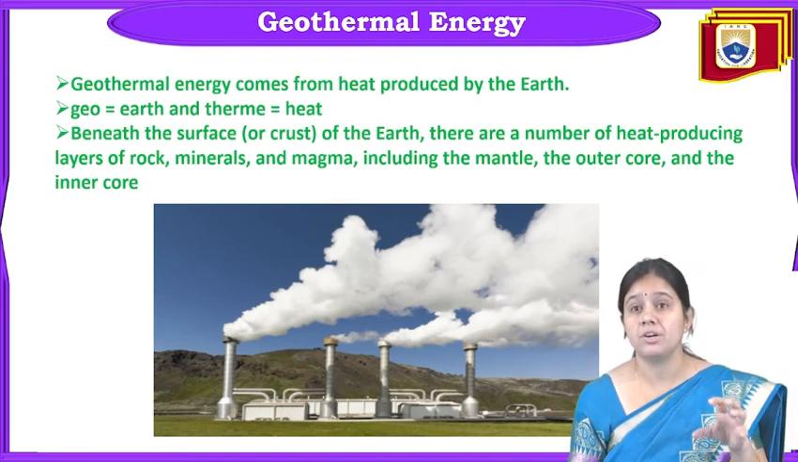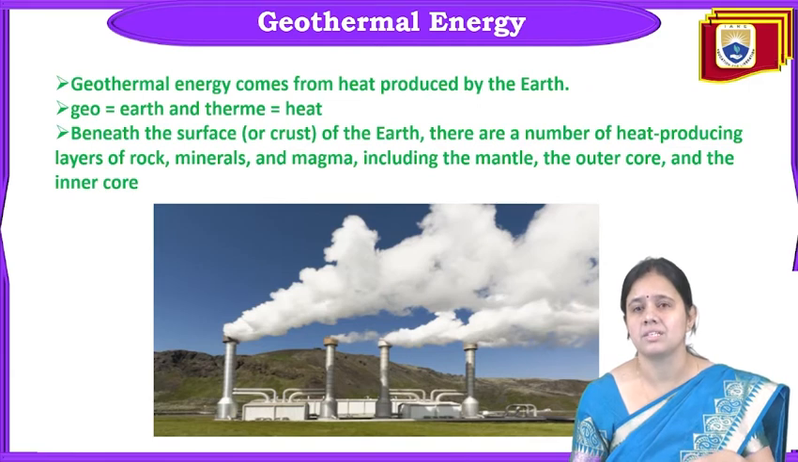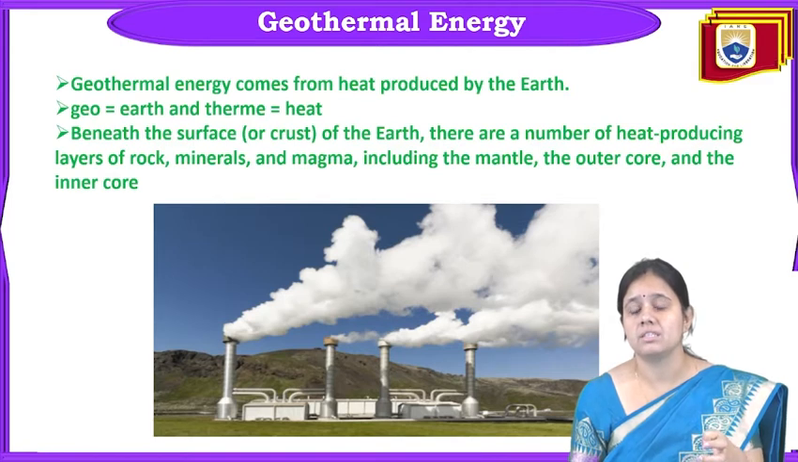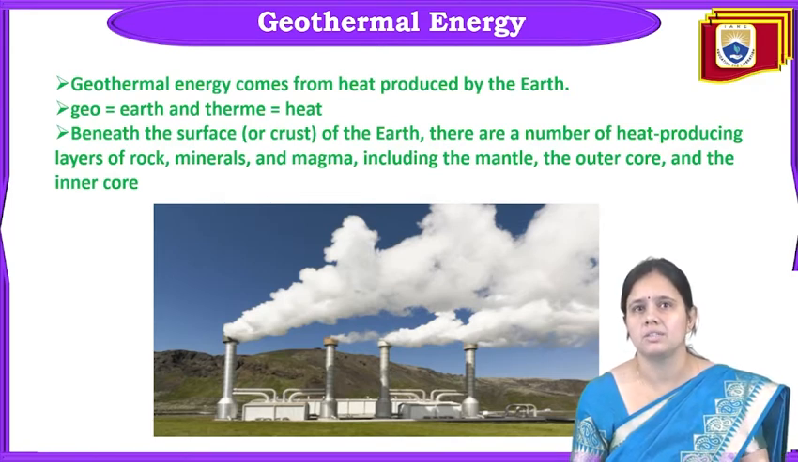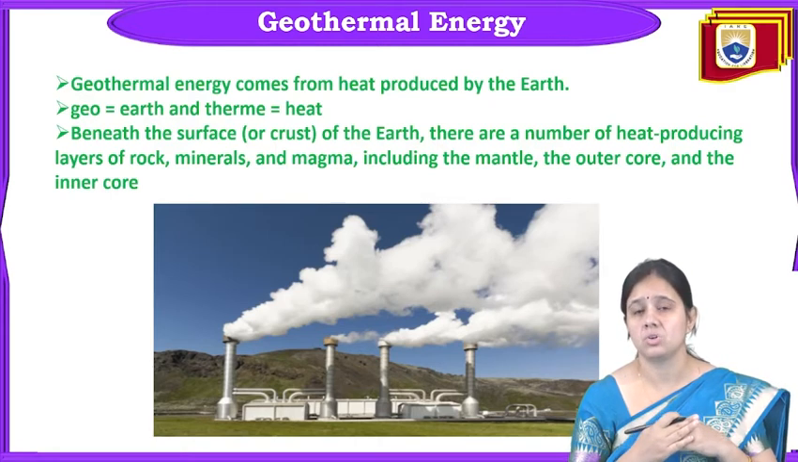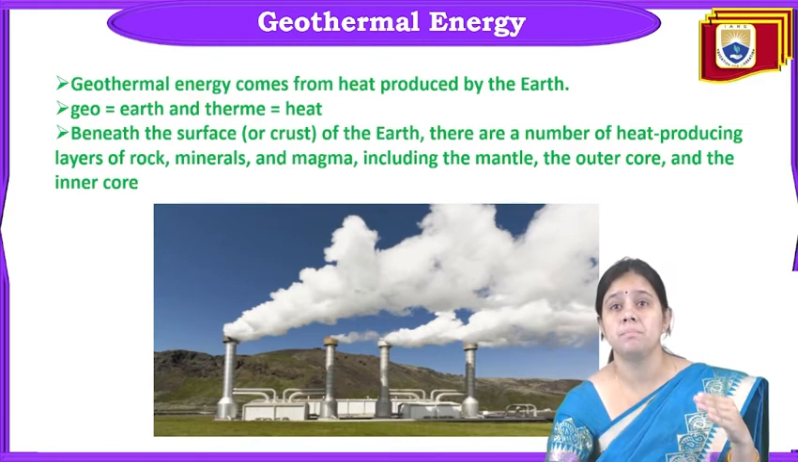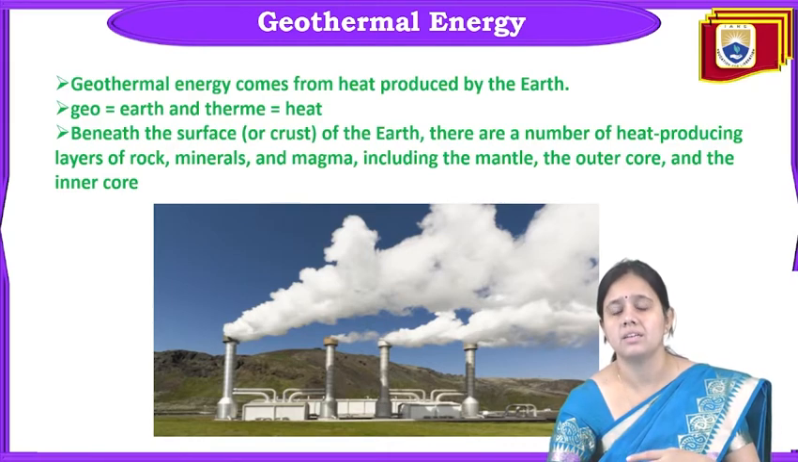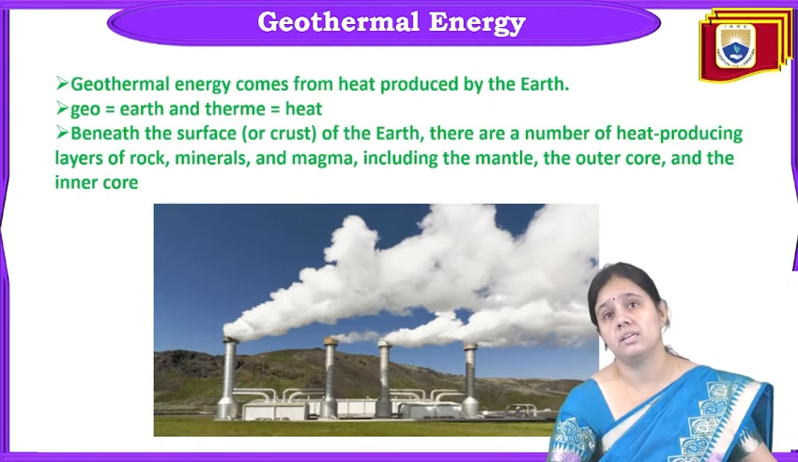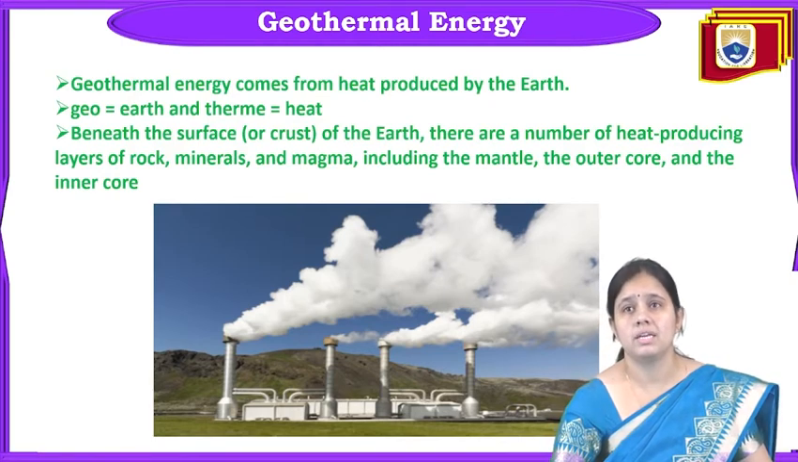An enormous amount of heat is there inside the earth, and we can use it for electricity generation. It is a good alternative source of energy. Geo means earth and therm means heat. Heat is present beneath the earth's surface, below the crust, where layers of very high heat producing rock, minerals, magma, mantle, outer core and inner core are all there inside the earth. And that heat you can use for energy production, which is called geothermal energy.